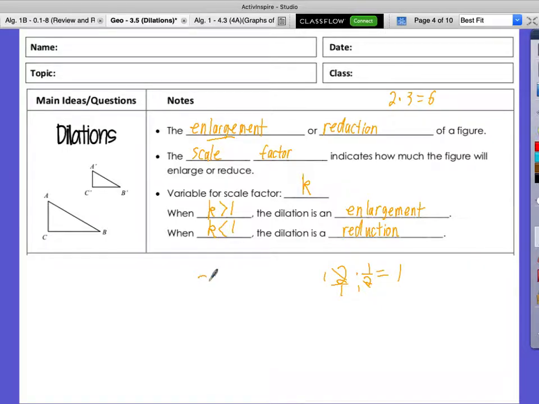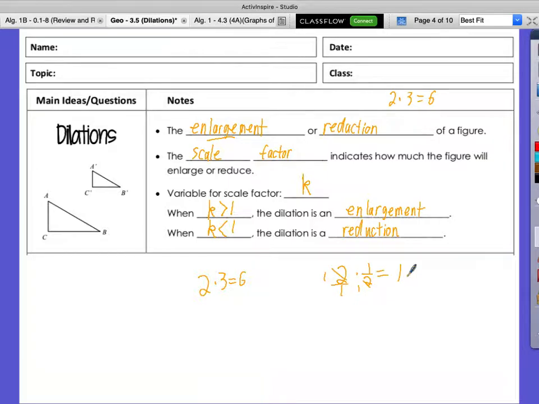Whereas if we had the same 2, and you multiplied by a number bigger than 1, somebody give me a number bigger than 1. 3, I heard 3 first. 2 times 3 is 6, so 2 got bigger, it got enlarged to become 6, because the number was bigger than 1. If the number was smaller than 1, like a half, it got reduced.